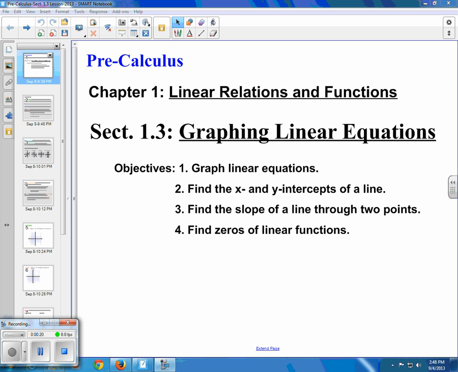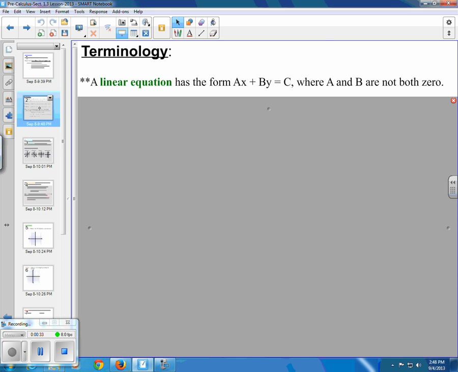You can see the objectives. We're going to graph some lines. We're going to find some x and y intercepts for a line. We'll actually find the slope of a line when we're given 2 points, and we'll be able to calculate zeros of linear functions. Let's look at some terminology to begin with.